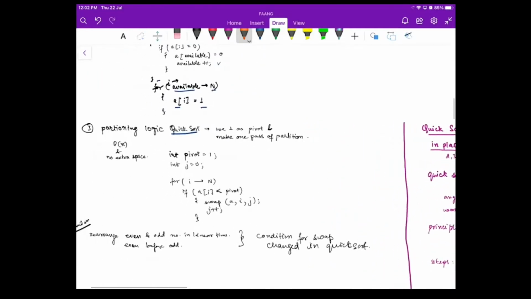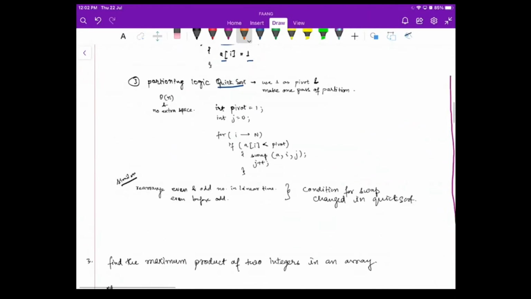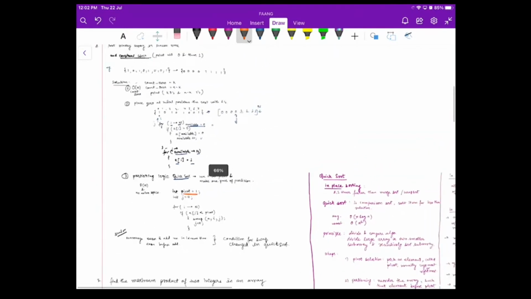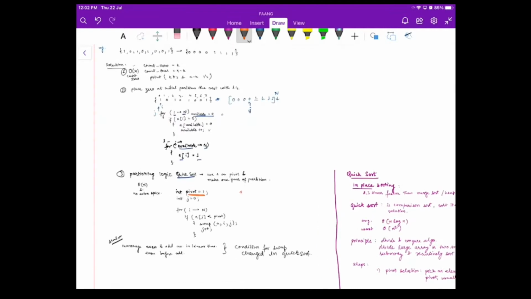So here, what we have done is taken 1 as the pivot point. What will happen is every element that is less than the pivot point will swap to the left side. So this was our example: 1 0 1 0 1 0 0 1.